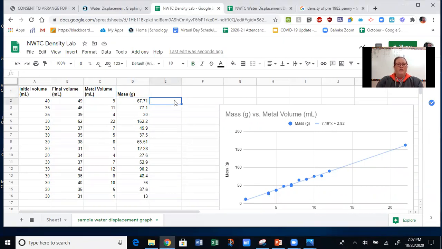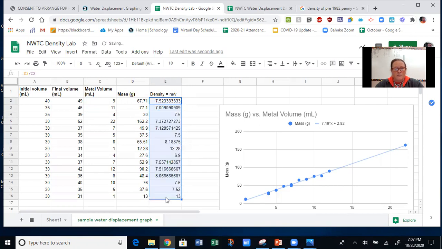I want to show you all something really quick, and I would like you to do this as a last thing with your data. I want to do a density calculation. Density equals mass divided by volume. We have mass here and we have volume. I want us to use the equation feature again, equals, and take the mass divided by the volume and hit enter. Then highlight that box, hover over the little square and drag it all the way down.